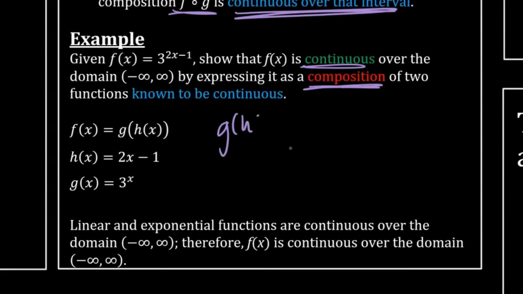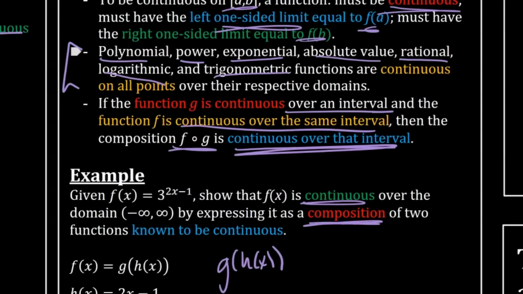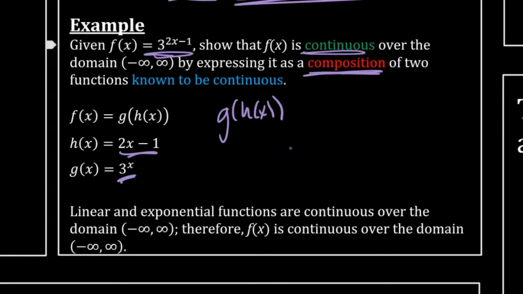g of h of x is how we're going to call it. And our h of x is 2x minus 1, and our g of x is 3 to the power of x. This is an exponential function. This is a linear function, right? We know from this list up here that those are always continuous. Therefore, this function is also always continuous.